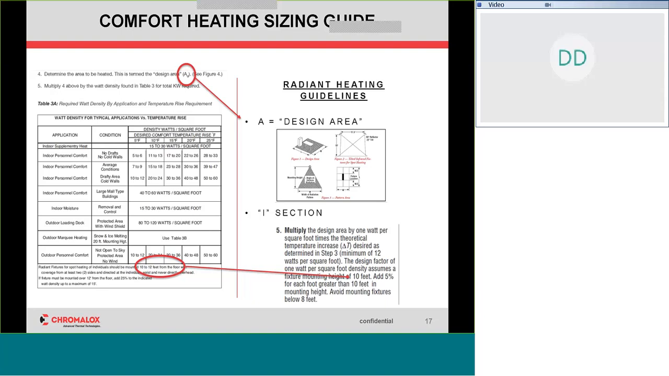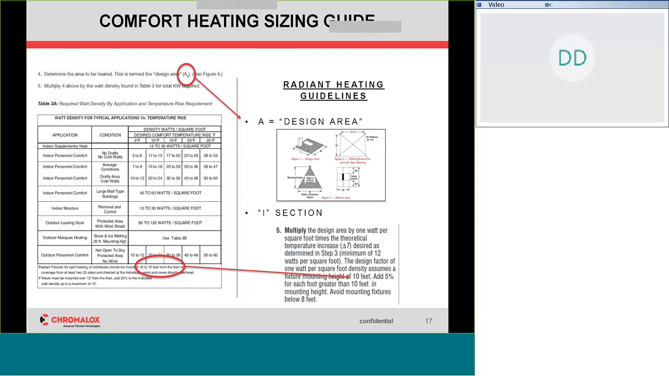But let's start with the surface area. We need an area. All these things are rated at 8 to 10 feet. If you want to use the standard guide here for designing, this gives you the watt density that you need in that surface area that we're calculating. And they have a couple of different scenarios, right? Indoor personal comfort.